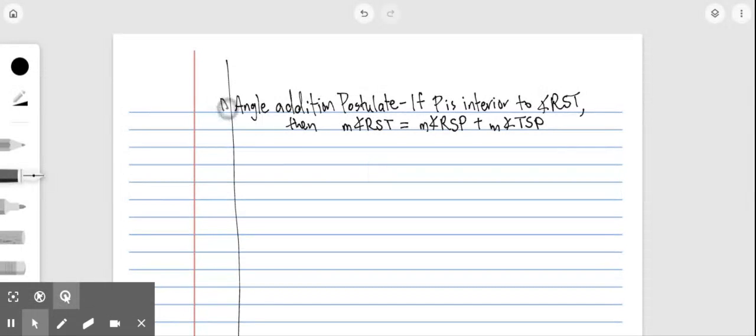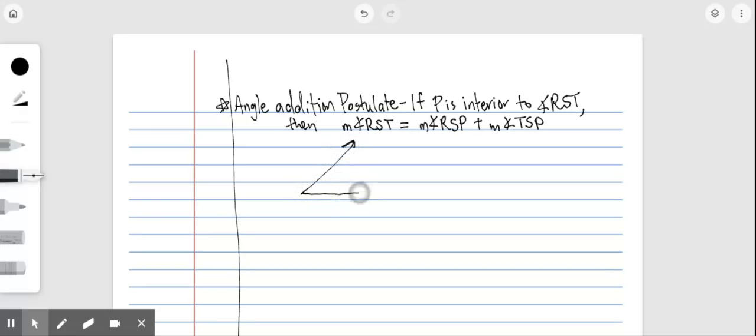Okay, so we're going to start this one with the angle addition postulate. And it says that if P is interior to the angle RST, so like if P is on the inside, then the measure of angle RST is equal to the measure of angle RSP plus the measure of angle TSP. So I'm going to draw that diagram really quick.